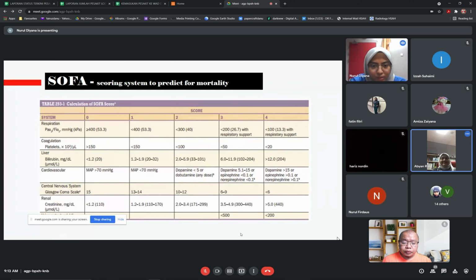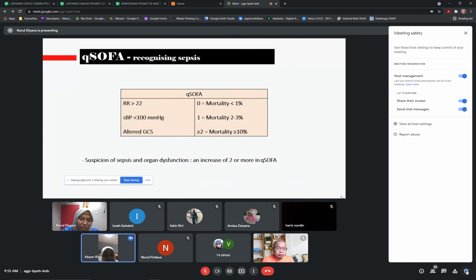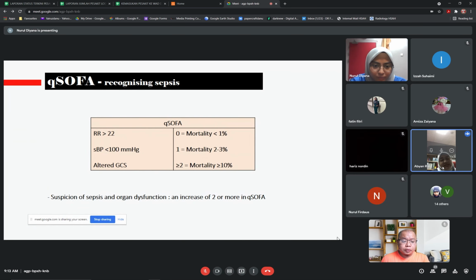Okay. Looking at quick SOFA, when the systolic blood pressure is less than 100, and the patient has altered mental status, as in a case that is already sepsis, already severe, it cannot identify the early infection. Okay? Okay.